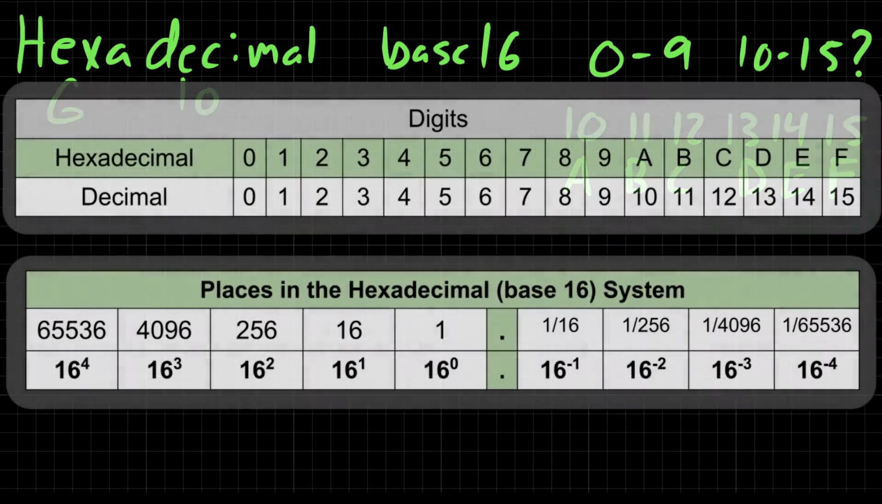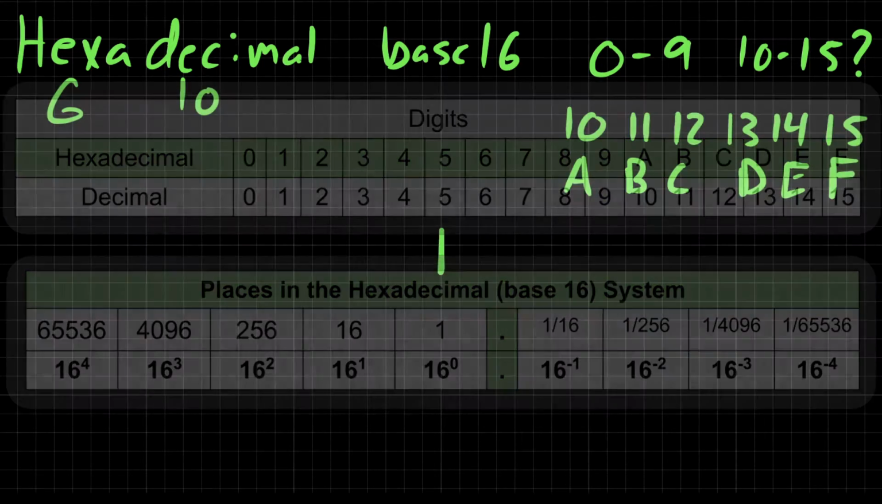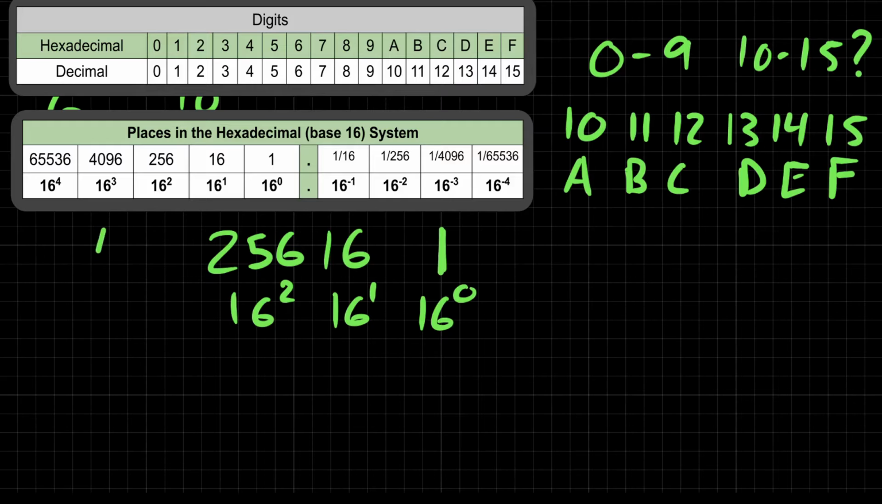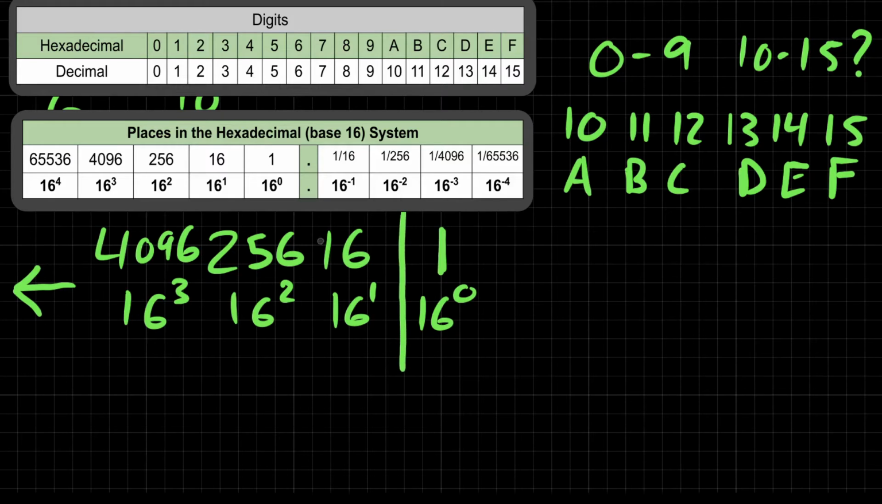The places in this number system, here we are going to start with the ones place, which is 16 to the 0 power. The next place to the left is going to be the 16s place. This is 16 to the first power. Then we have 256, that is 16 to the second. 4096, which is 16 to the third. And we're going to stop there because it's just powers of 16 to the left. We're going to break these up to make it a little easier to see what we're doing here.